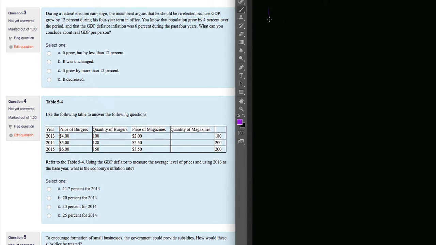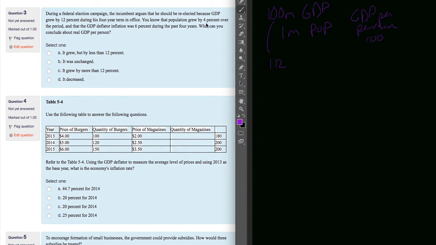So if right now we have 100 million, let's say, in GDP, and to make it simple, we have 1 million in terms of population, that means that the GDP per person would be 100. So if over the course of this time GDP grew by 12%, we know that this GDP has grown to 112. So there's this growth of 12%.